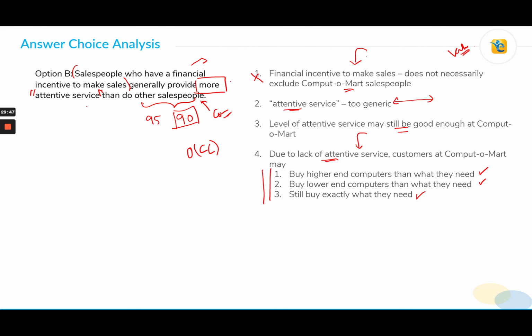The fact of the matter is, irrespective of what level of attention is given to me, I as a customer might end up in any of these buckets. You cannot conclusively say that the customer will end up buying a higher level of computing capability. Not necessarily. I could end up in this scenario as well, for example. And therefore, it's not conclusive enough to be a weakener.